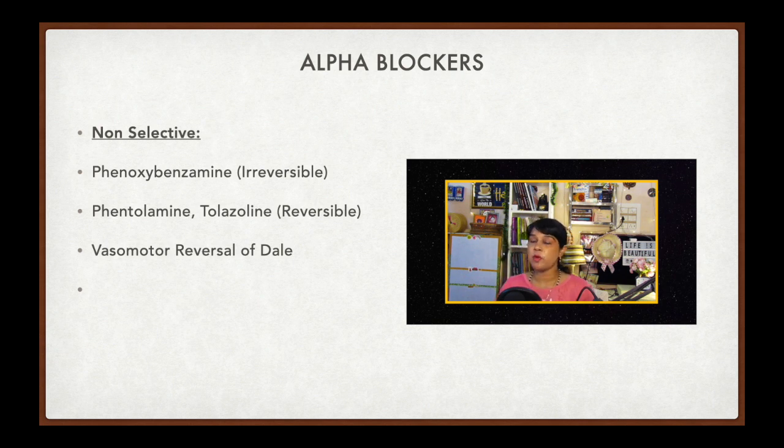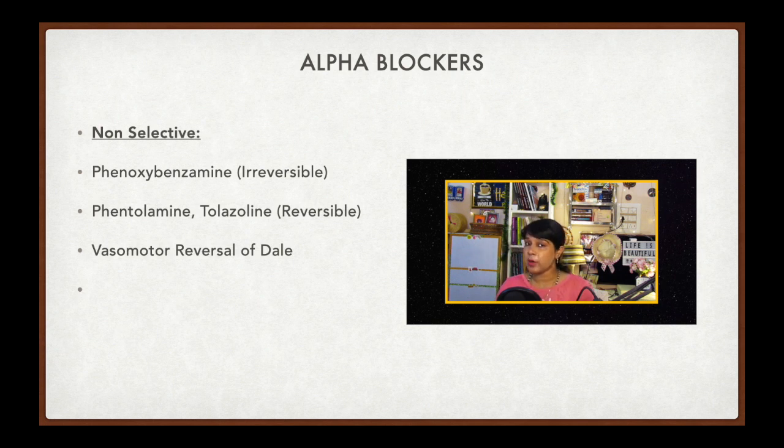If we use these drugs before adrenaline, that may cause vasomotor reversal of Dale. In normal conditions, if we give an intravenous injection of adrenaline, there is an increase in blood pressure, that is the alpha effect, followed by a fall in blood pressure, that is the beta-2 effect. But if after giving the alpha blockers we give an intravenous injection of adrenaline, then only the fall in blood pressure is seen, and that phenomenon is known as the vasomotor reversal of Dale.